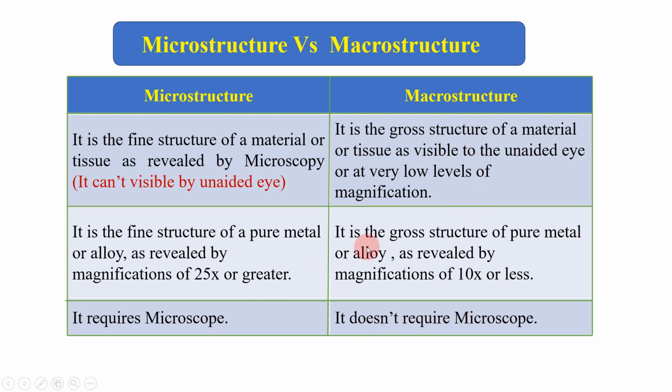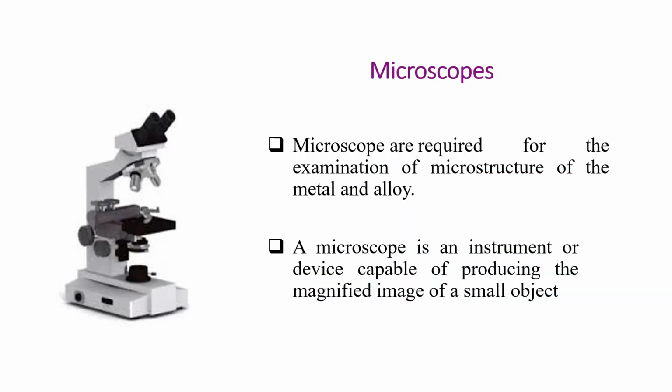Okay, it is very clear and very easy to understand what we mean by microstructure and what we mean by macrostructure. I think this is helpful for you. Then see what next. Now microscopes. Please see what we mean by microscopes.